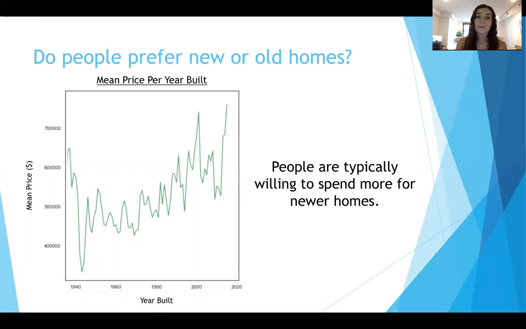While there definitely are some people who like the charm of an old home, the majority of people really would prefer to spend more on newer homes compared to older homes.